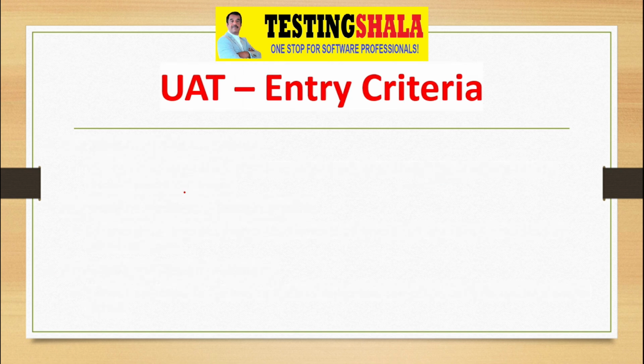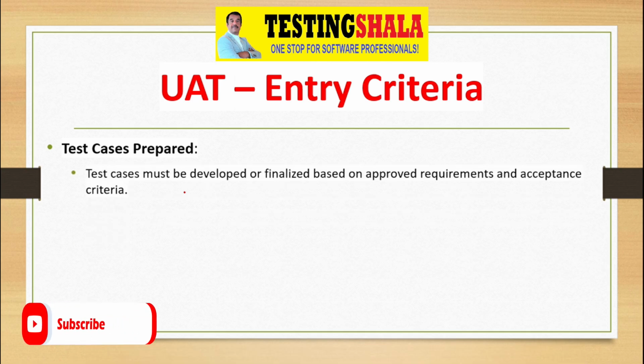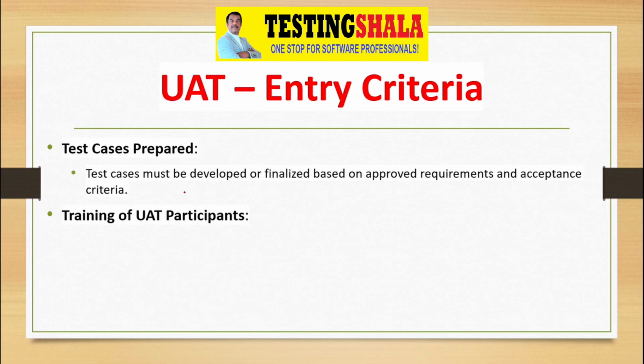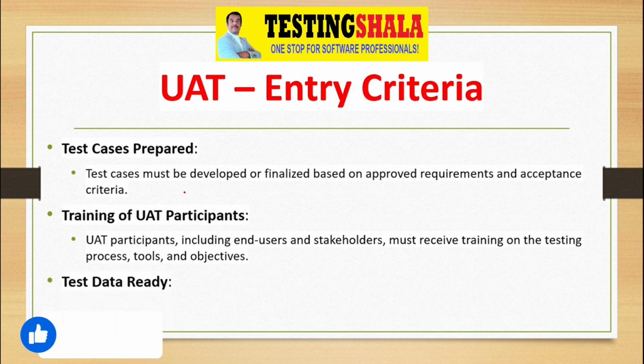And the next one is that test cases are prepared by the end users in order to test UAT, and that they are also approved as well as accepted. And the next one is we should give enough training to user acceptance testing participants as well, so that they know what to test and what not to test, and what is expected out of this UAT, including end users as well as stakeholders, so that they can use all the testing processes, tools and objectives as part of this training program. And the test data also needs to be ready in order to start the UAT.